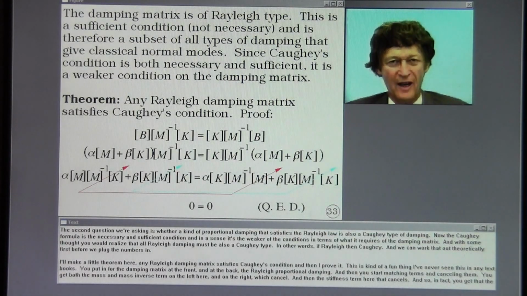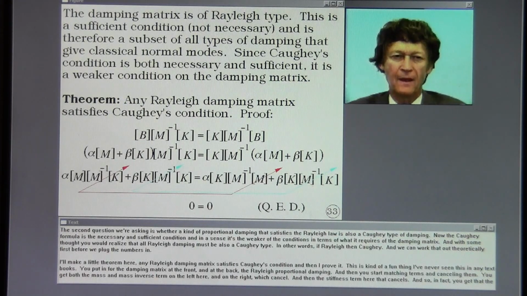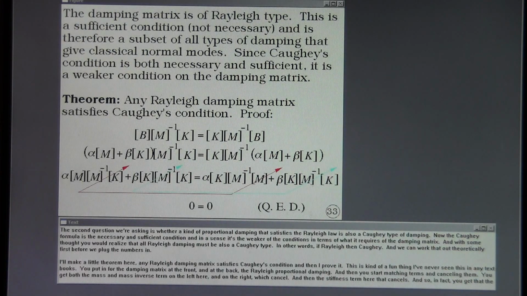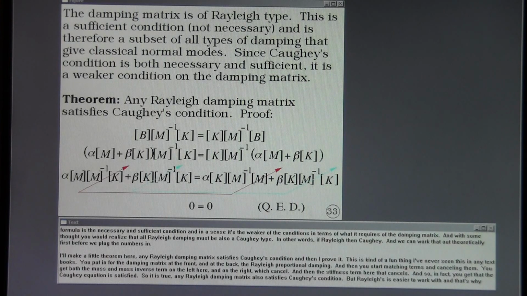The second question we're asking is whether a kind of proportional damping that satisfies the Rayleigh law is also a Caughey type of damping. Now, the Caughey formula is the necessary and sufficient condition, and in a sense it's the weaker of the conditions in terms of what it requires of the damping matrix. And with some thought you would realize that all Rayleigh damping must be also a Caughey type. In other words, if Rayleigh, then Caughey.